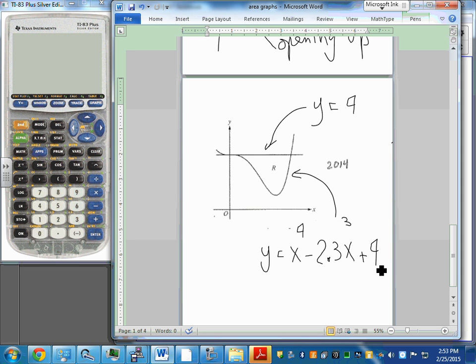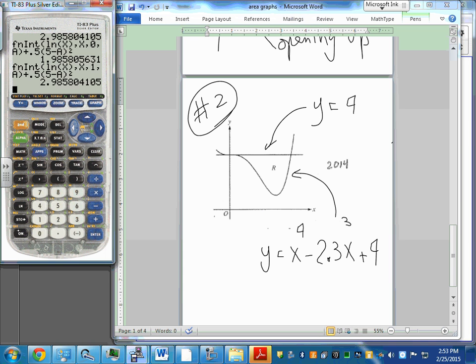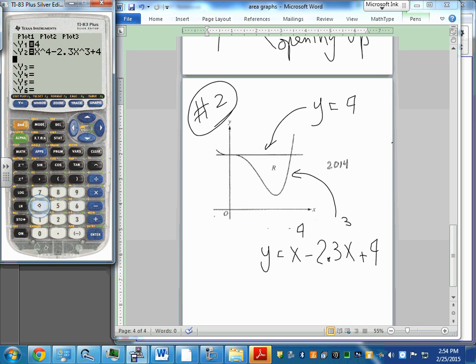Notice this is problem number 2, which says we can use a calculator. So the first thing I'm going to do if I were presented with this is go to my calculator and dump these in so I can actually get a picture. Y is equal to 4, I know what that looks like. And y is equal to x to the 4th minus 2.3 x cubed, and then plus 4.